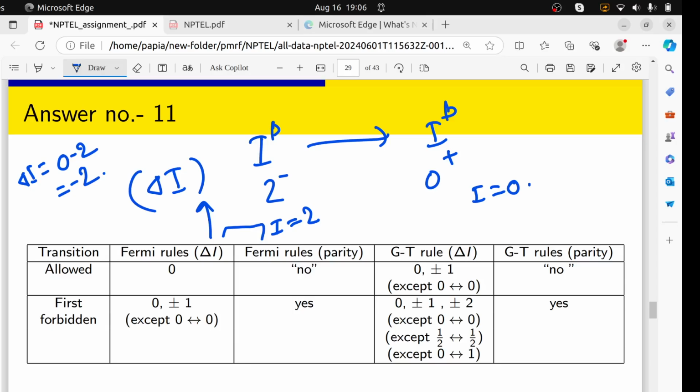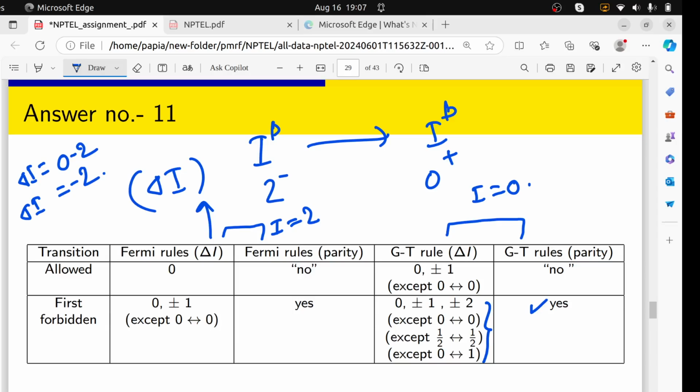Coming to the GT, Gamow-Teller rule in first forbidden decay: 0, plus minus 1, plus minus 2. Here delta I is minus 2, so this can be the correct option, first forbidden in the Gamow-Teller rule. But again, I told you these two conditions should be satisfied simultaneously. So if this column is satisfied, this one also has to be satisfied. Now see whether it is satisfied or not.